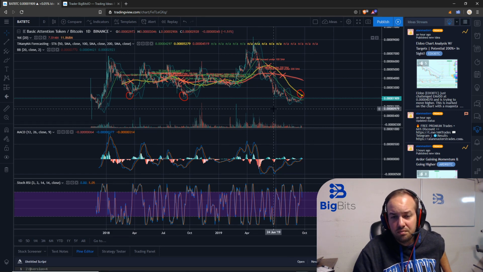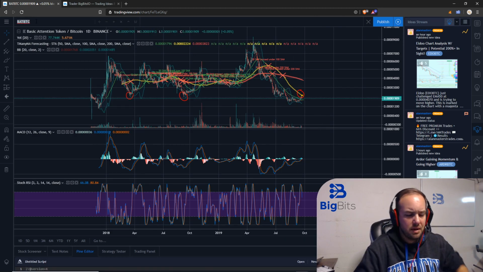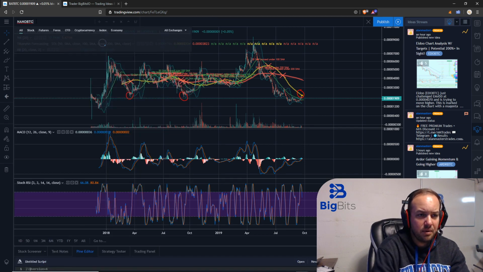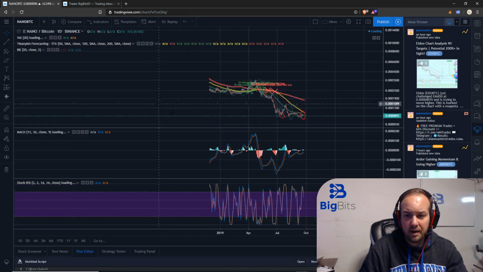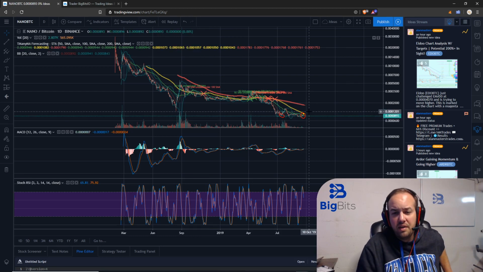I mean, pretty much all alt charts look like this in some form. Now, Nano, of course, that was a bit different. That one might have a harder time coming back up. There's really not as strong of a use case for Nano, even though the technology is really cool.